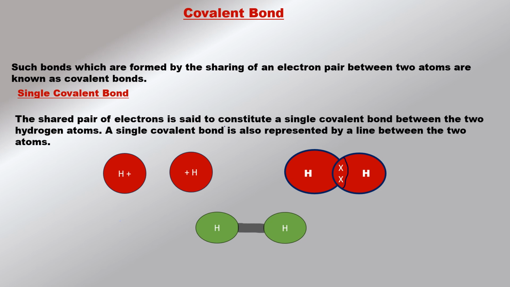Single covalent bond. The atomic number of hydrogen is 1. Hence, hydrogen has 1 electron in its K shell and it requires 1 more electron to fill the K shell. So two hydrogen atoms share their electrons to form a molecule of hydrogen. This allows each hydrogen atom to attain the electronic configuration of the nearest noble gas, helium, which has 2 electrons in its K shell. The shared pair of electrons is said to constitute a single covalent bond between the 2 hydrogen atoms. A single covalent bond is also represented by a line between the 2 atoms.